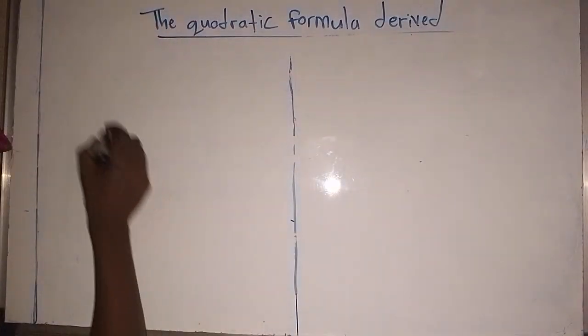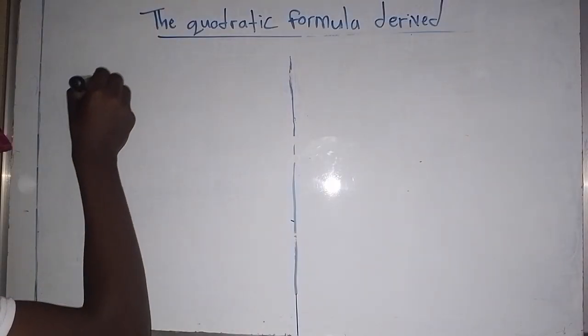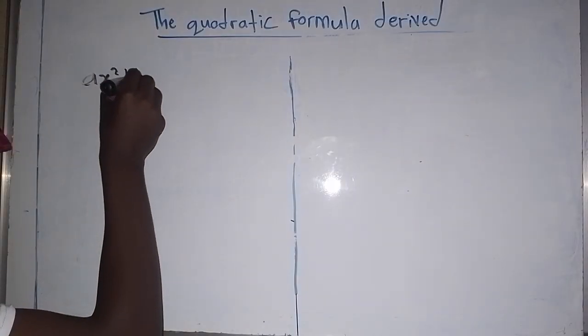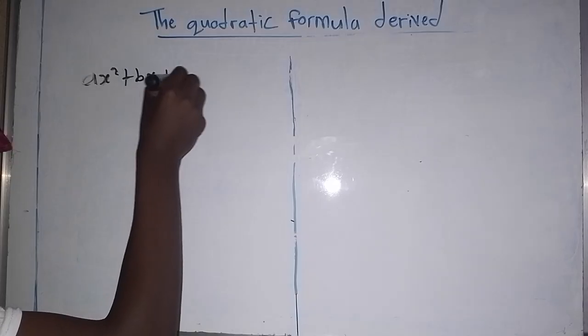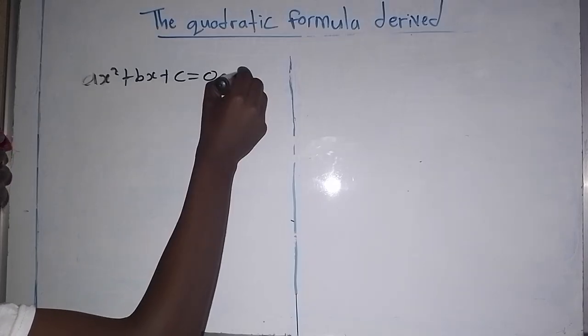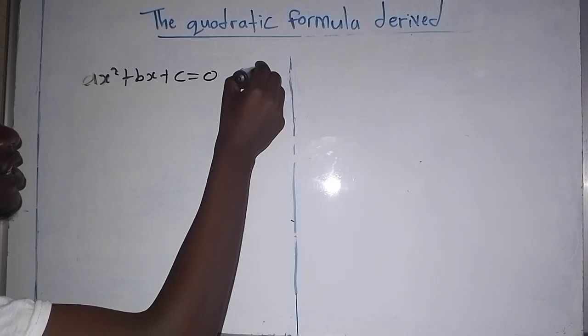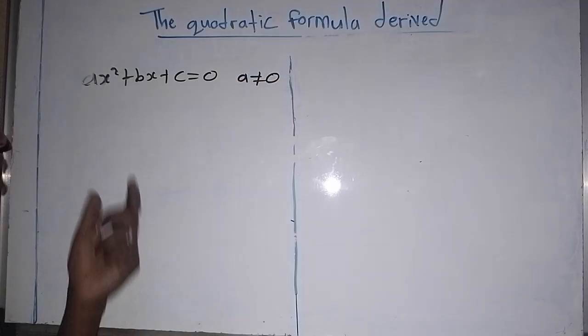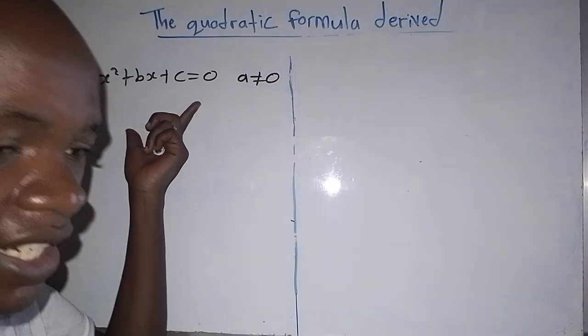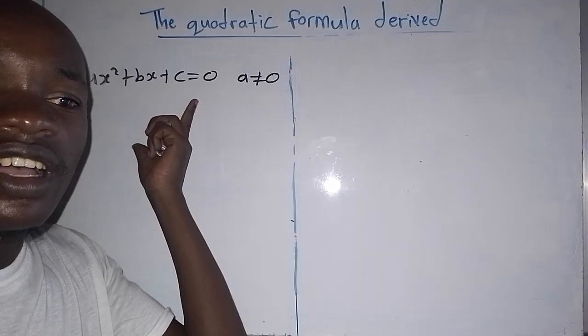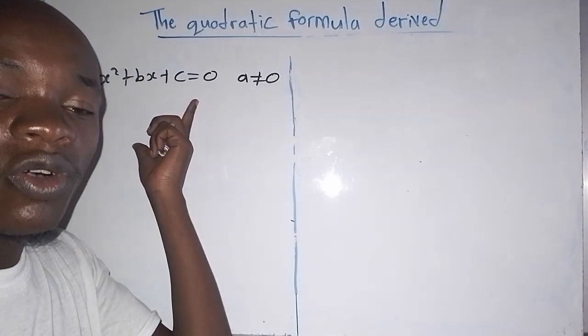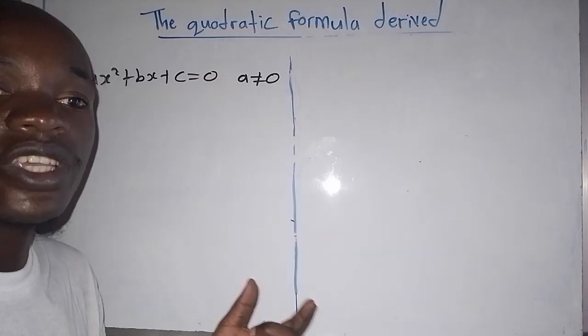As you can see, the title says the quadratic formula derived, meaning we are going to show where it came from. So we have ax squared plus bx plus c equals 0, where a is not equal to 0. This equation is called the standard form of the quadratic equation.